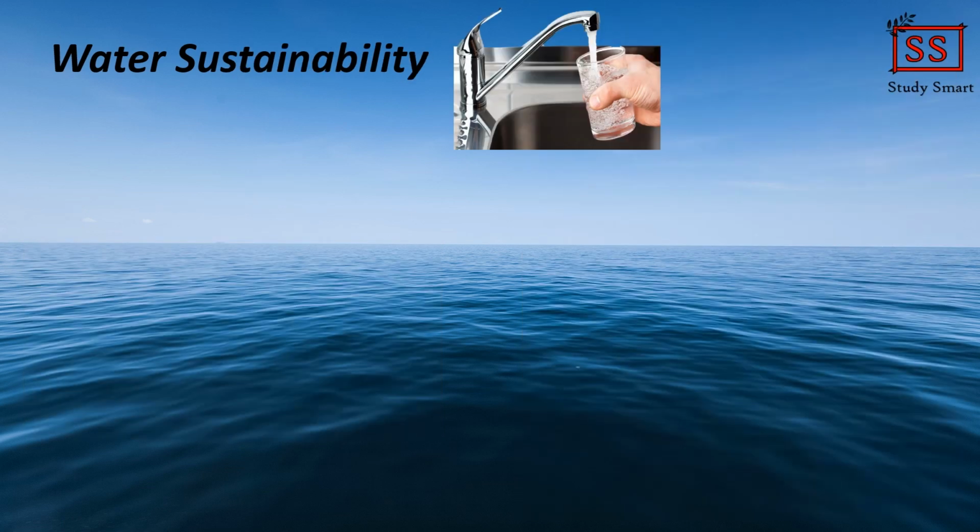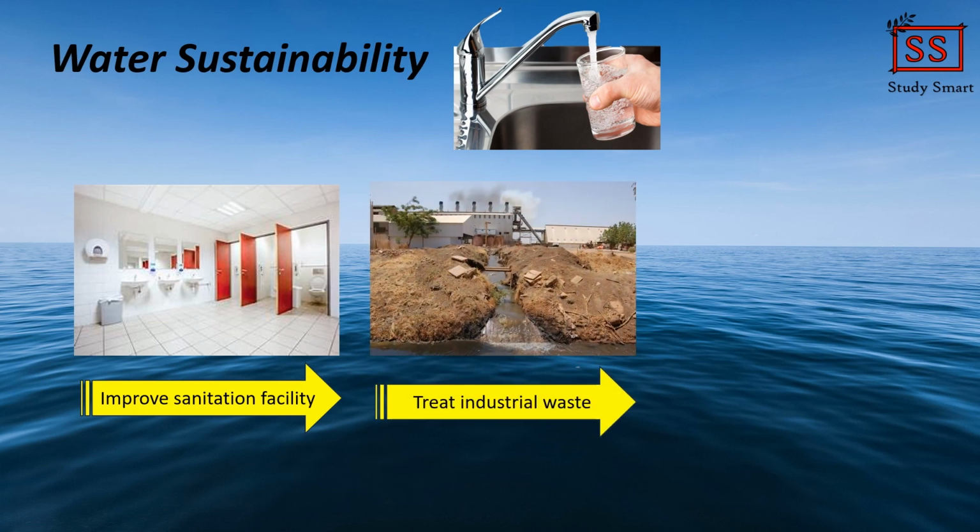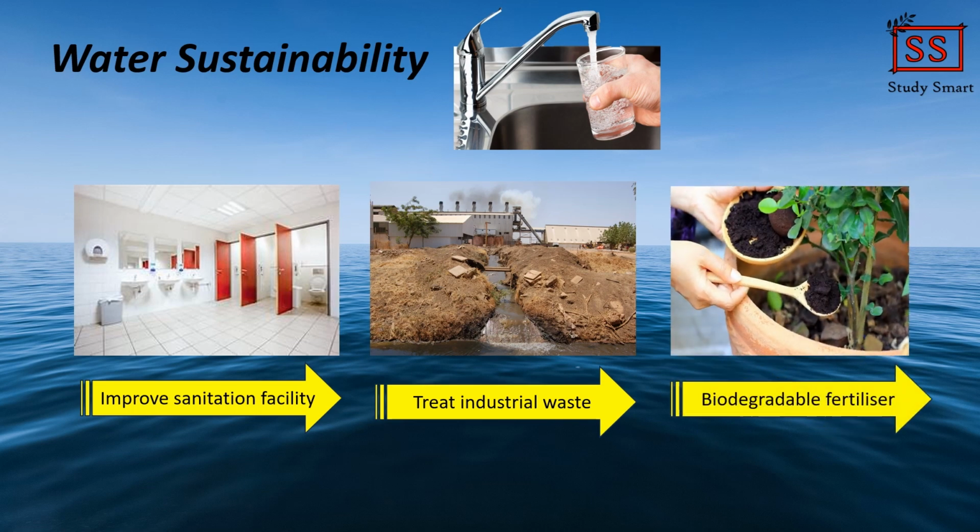Now, let's look into how to sustain water so that we can get access to clean water. First of all, we need to improve the sanitation facilities, especially in rural areas. Second, companies need to treat their industrial waste before they discharge it to the river. And lastly, farmers need to use biodegradable fertilizer and pesticide on their plants.